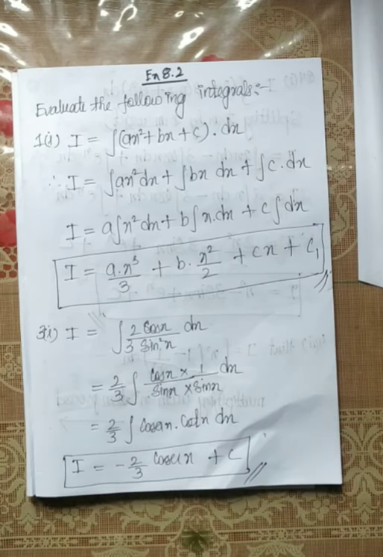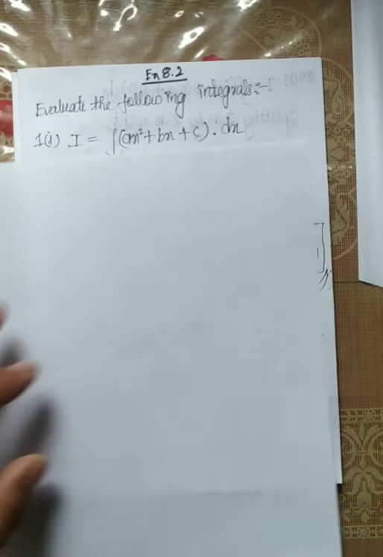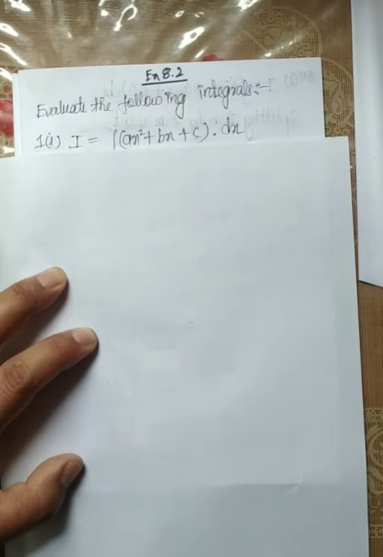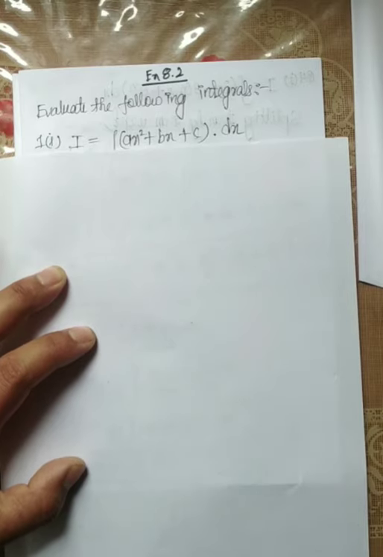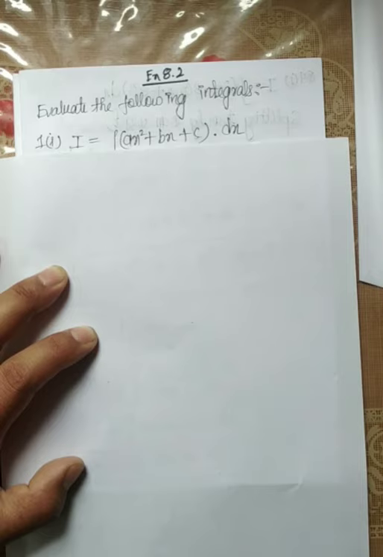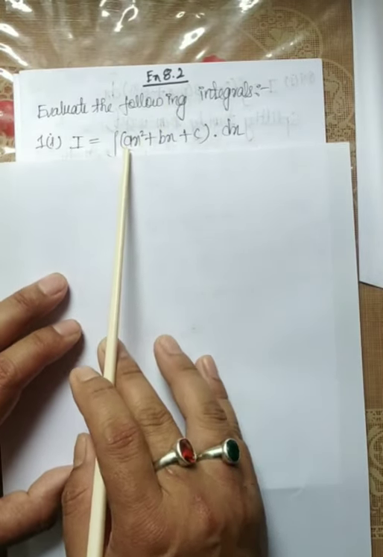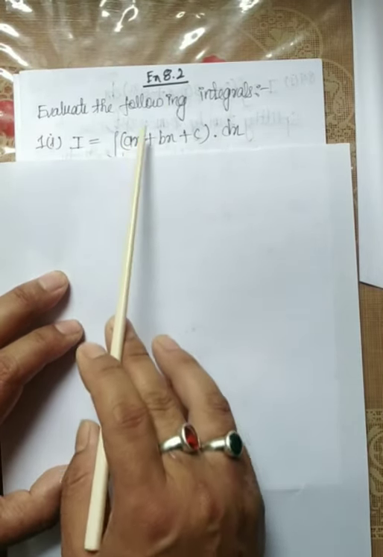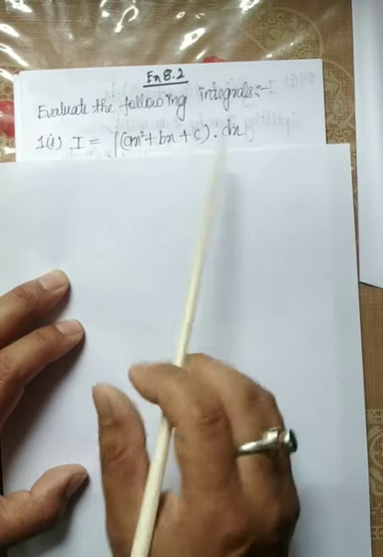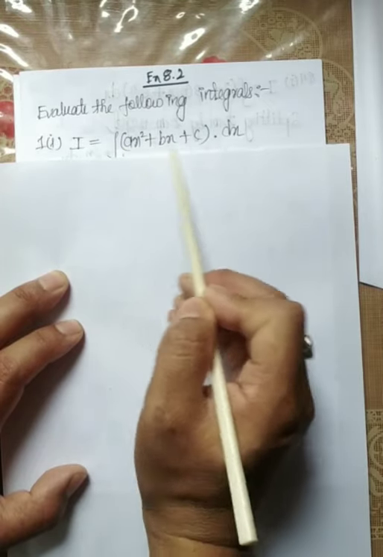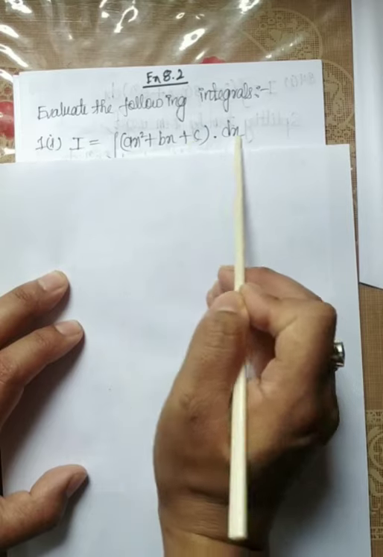Okay, so that was exercise 8.1, and now we are starting exercise 8.2. In exercise 8.2 we'll be learning to integrate a binomial, trinomial or polynomial expression. How? Let's see. Evaluate the following integrals. A quadratic expression is given here, ax square plus bx plus c, and we have to integrate this whole expression with respect to x, dx.